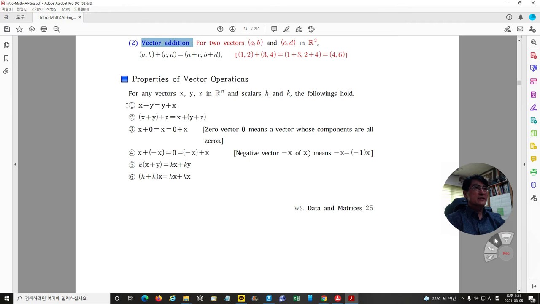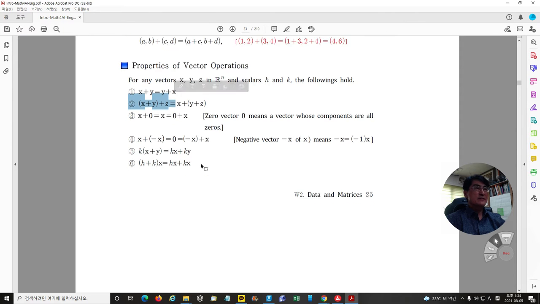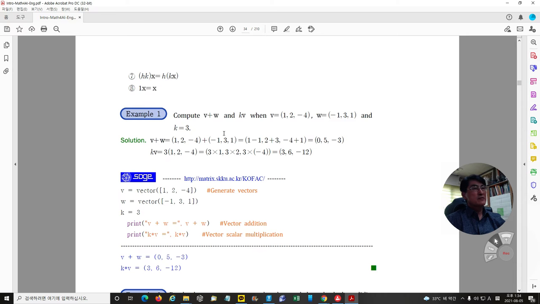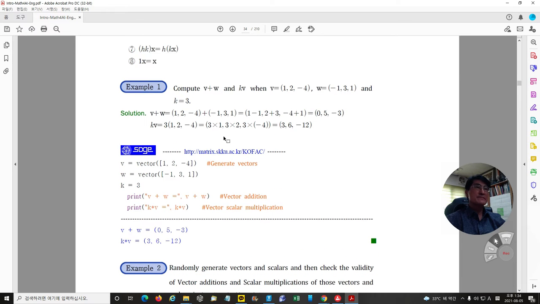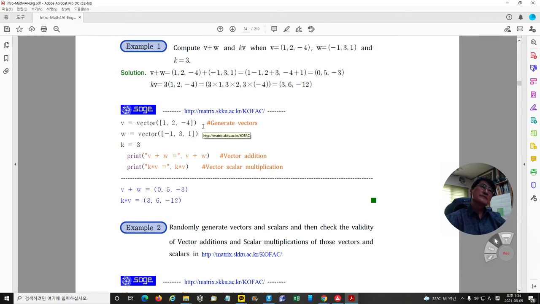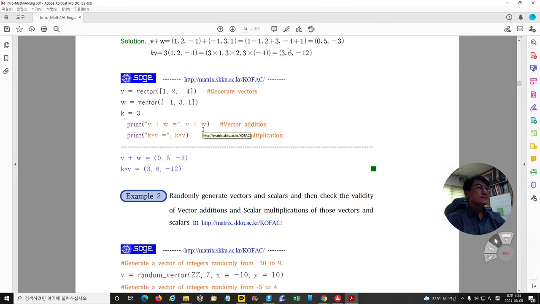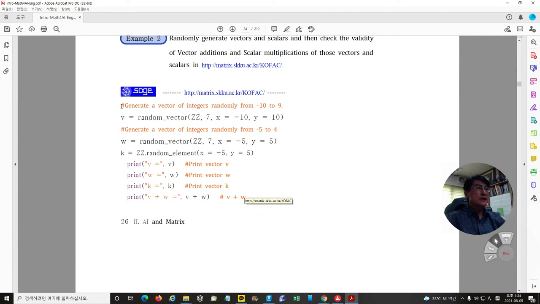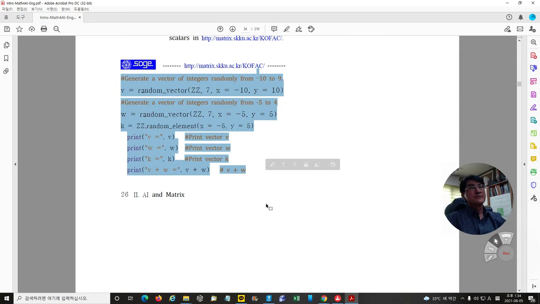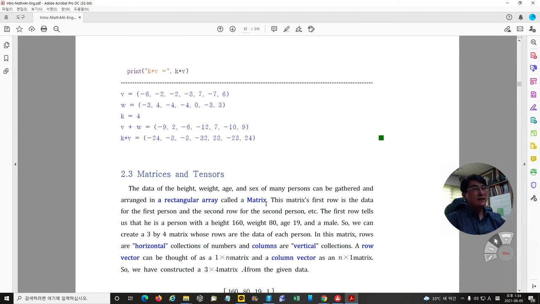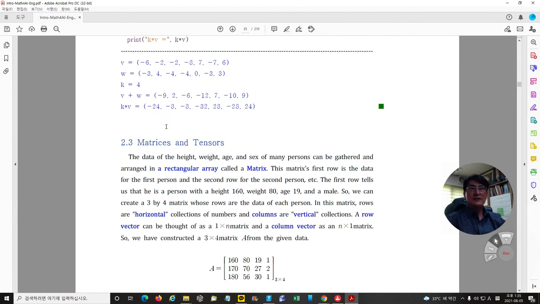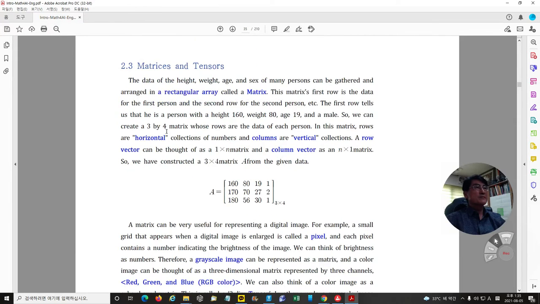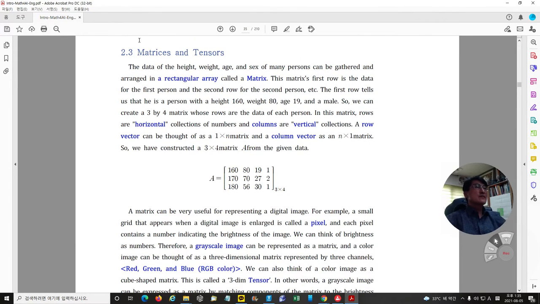We checked the properties of vector operations, which are pretty much similar to the matrix operations that we're going to cover today. We went through some examples, and we also introduced the code to generate random vectors to check that the operations work without any problems. Now, we start from matrices and tensors.